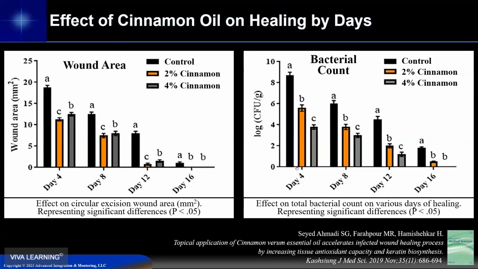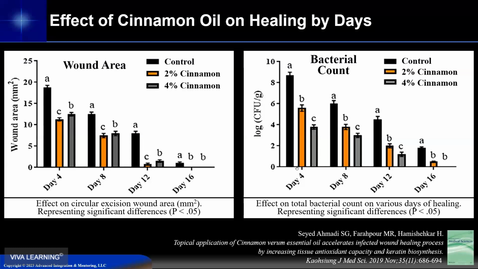Looking at some studies that have been put out there, comparing the control versus 2% and 4% oil of cinnamon being applied to the wound sites. As you can see here at day 4, there was a significant decrease in the wound area. At day 8, it further increased. By day 12 and 16, it was basically all gone. But you can see that, again, the 2% and the 4%, both of those were significantly better, decreasing the size of that wound in a very short amount of time.